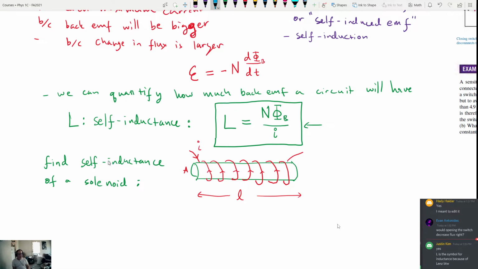Oh, it's Lenz. That's where the L comes from? Okay, that's good to know. So maybe Lenz came up with this concept, or it is named after Lenz, either way. Okay, thanks, Justin.